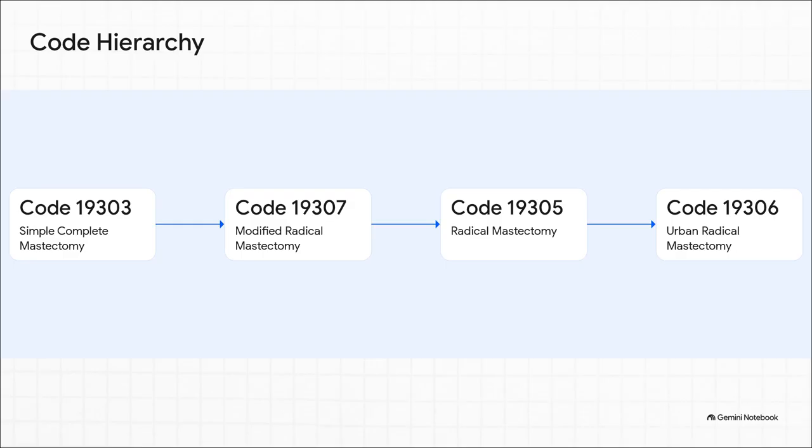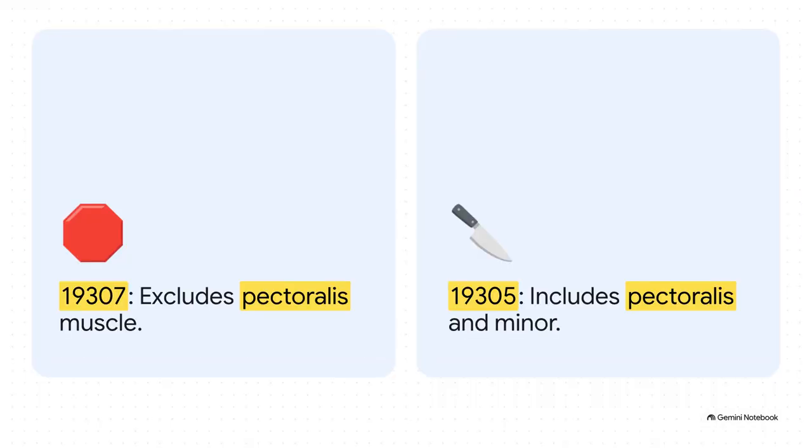Step 2 escalates to the modified radical, 19307. Step 3 is your traditional radical mastectomy, 19305. And finally, Step 4 is the most extensive, the urban radical, 19306. Let's stop and compare what are probably the 2 most confused codes in breast surgery, 19307 and 19305. Look, the modified radical, 19307, includes the axillary lymph nodes and might even take the pectoralis minor, but it specifically and explicitly spares the pectoralis major muscle.